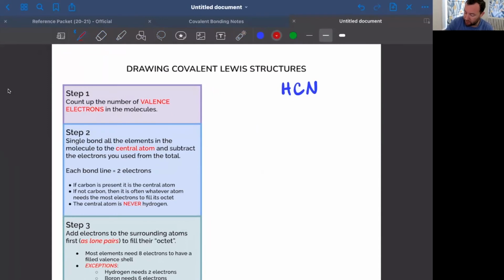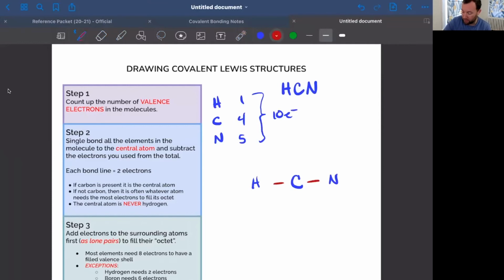HCN, this one's a little bit of a tricky one. Hydrogen, carbon, nitrogen. It says 1, this says 4, this says 5, right? If carbon's present, it's always the center. So I do carbon, single bonded to a hydrogen and a nitrogen. Now I only have 10 electrons to use in the structure, and I've currently used 4, so minus 4 electrons. I have 6 electrons remaining.